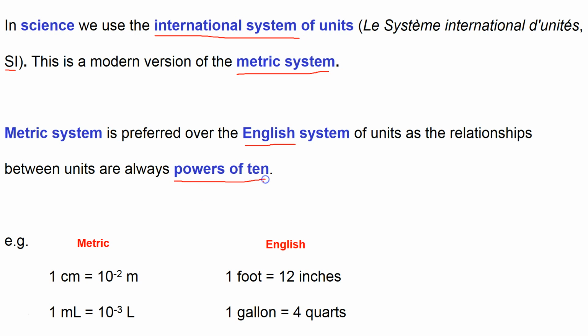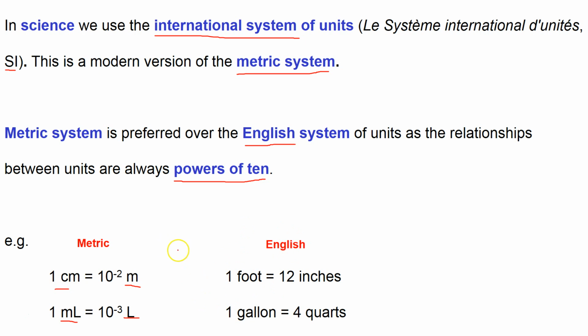So the metric system is preferred over traditional or English units because the relationships between different units are always powers of 10. So if I look at the relationship between the units of length of centimeters and meters, you can see that the difference there is a power of 10. Similarly, when I look at units of volume, the relationship between milliliters and liters is also a power of 10.